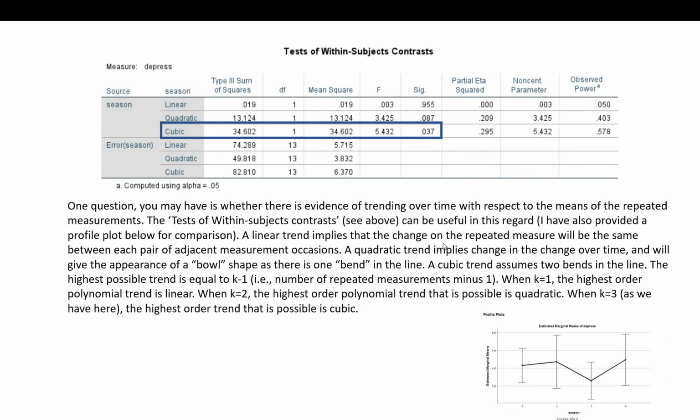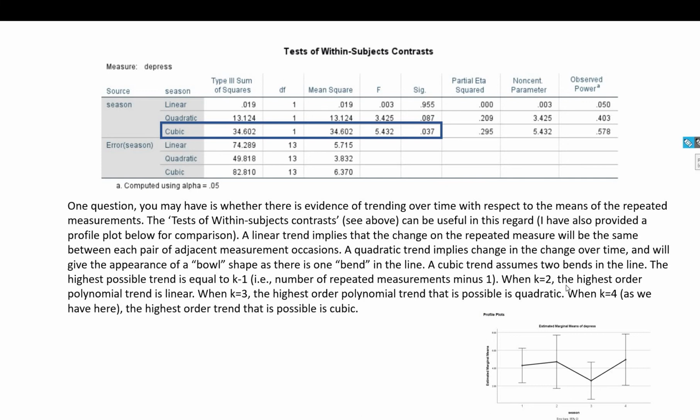A linear trend implies that the change on the repeated measure will be the same between each pair of adjacent measurement occasions. A quadratic trend implies change in the change over time and will give the appearance of a bowl shape, as there is only one bend in the line. And then a cubic trend assumes two bends in the line. So the highest possible trend is going to equal the number of repeated measurements minus 1.